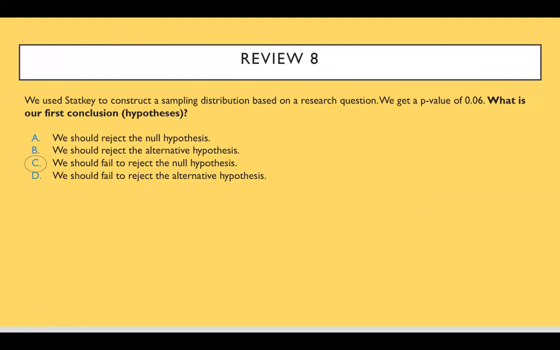Since our p-value is greater than 0.05, that means our data is not statistically significant. So we should fail to reject the null hypothesis. If our p-value is less than or equal to 0.05, then we would reject the null. Yeah, so C is our answer.